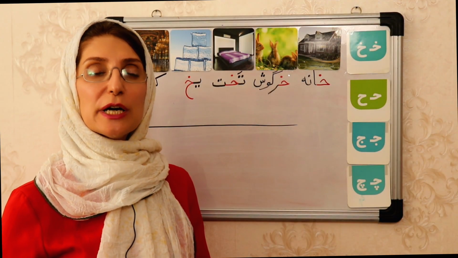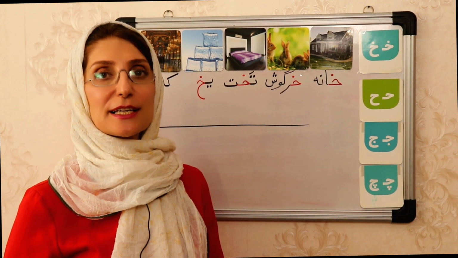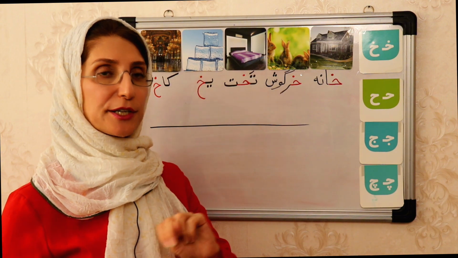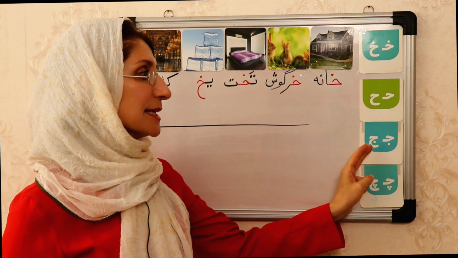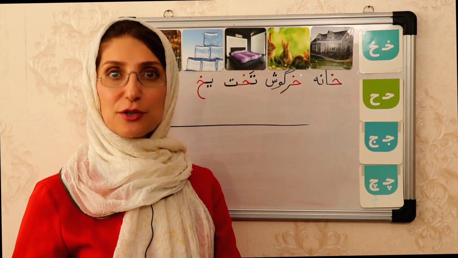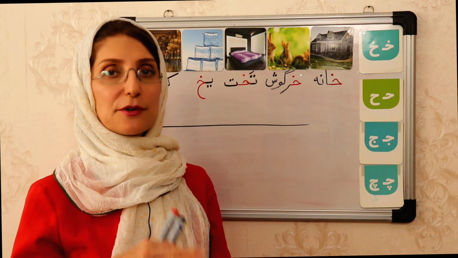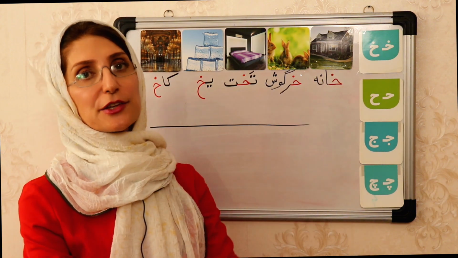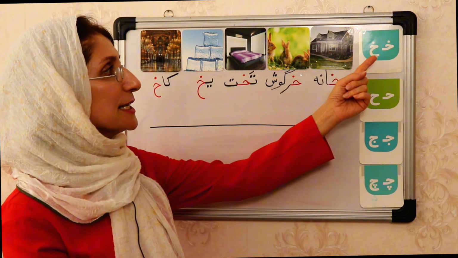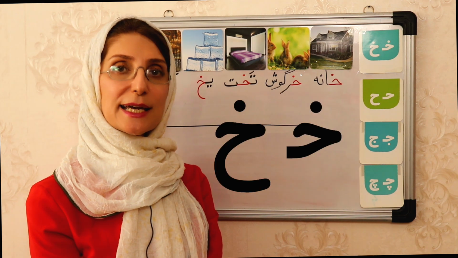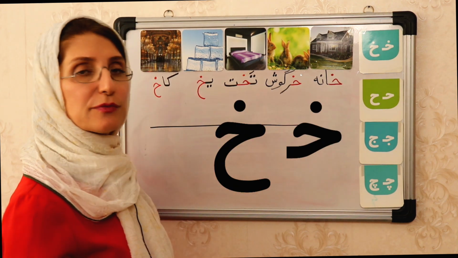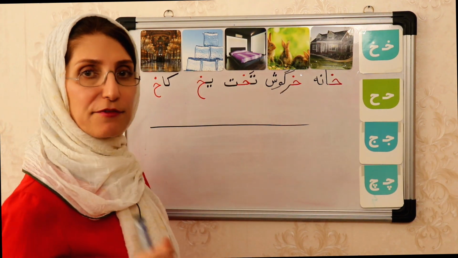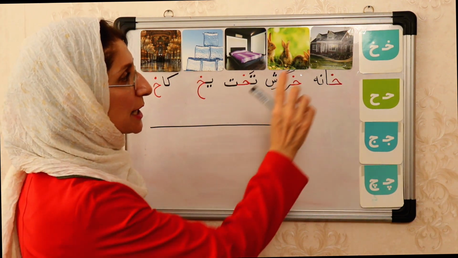Today I want to teach you the third brother, khe. I have taught you the two other brothers, he and j, in previous videos. If you haven't seen them, go back, watch them and come back here and learn the third brother. The third brother is the khe sound. Khe is a very beautiful letter and we have very interesting words with khe. Let's see first how we write khe.